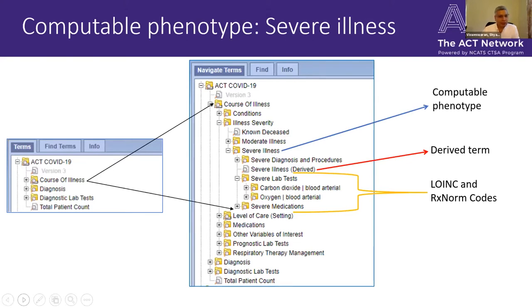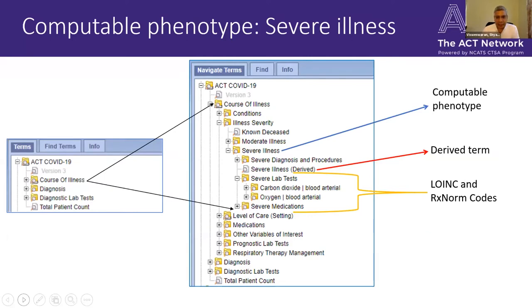So here's an example of a computable phenotype, which is incorporated into the ontology itself. So under the course of illness, we have one concept, which is severe illness, which you can see in the middle of the slide. And so we have defined severe illness as somebody who is undergoing some mechanical ventilation. And there are various ways to infer that someone might be on mechanical ventilation. So these include lab tests, which are looking at, say, arterial blood gases like carbon dioxide or oxygen, for example, or the use of medications for anesthesia when you are in mechanical ventilation, as well as diagnostic codes and procedures which might indicate that you're being mechanically ventilated. And in fact, mechanical ventilation does get coded at the end of the stay.